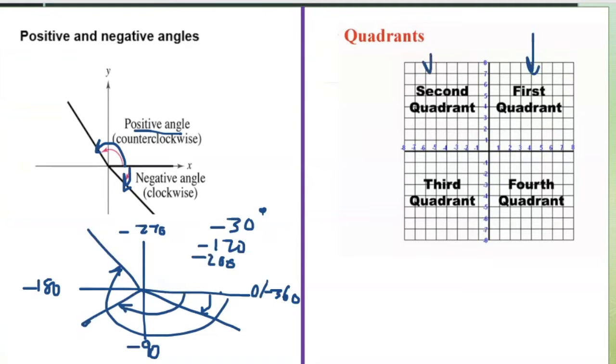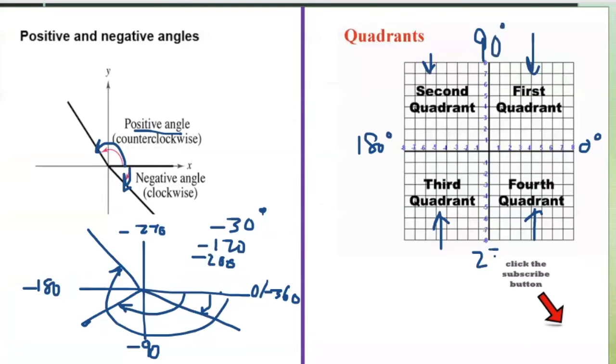Now we separate each quarter as quadrants. So these are quadrants. As you realize, we have it going 0, then 90, then 180, and then 270, and a complete revolution is 360 degrees. So you should be seeing that I'm doing this. We have the first, second, third, and fourth quadrant.